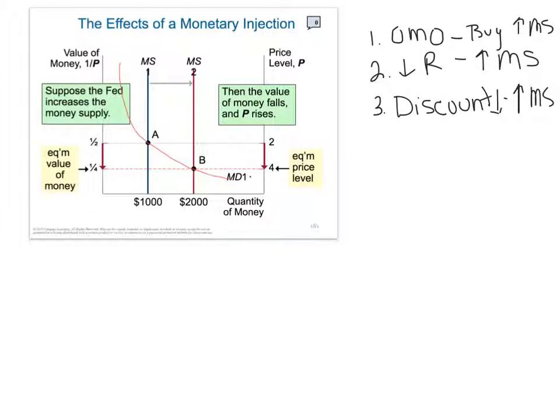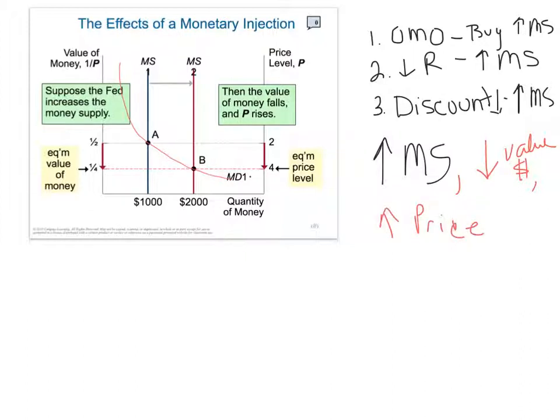When the Fed does this, what they're doing is increasing the money supply, making money less valuable because it's more plentiful. So they increase the money supply, which makes more money, and therefore the value of money decreases, which means then that the price level is going to increase. And that's what we see depicted over here in the chart. Notice that the price level here doubles, and notice that the value of money goes down. So this would be the effects of a monetary injection.